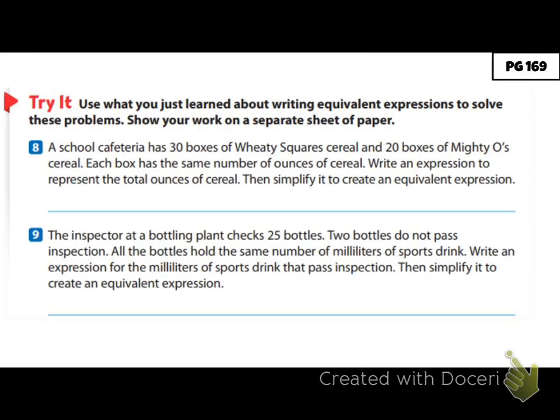So now I want you to try it. Use what you just learned about writing equivalent expressions to solve these problems. So take a moment, pause the video, work your way through. Both of these are just like what we did together with 5 and 7. So you're factoring out your common factor and then simplifying. Here in a few moments, once you finish it, resume the video to check your answers.